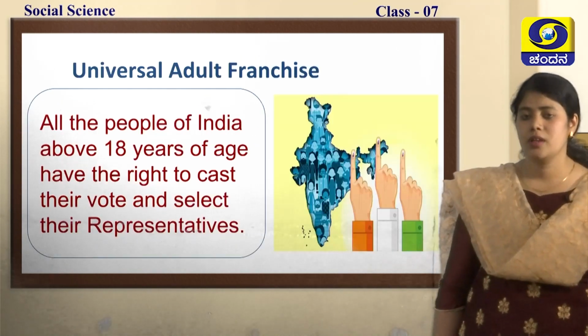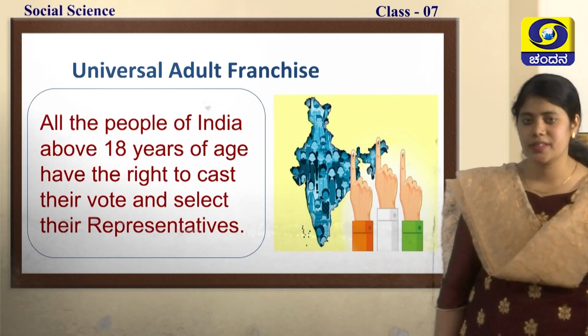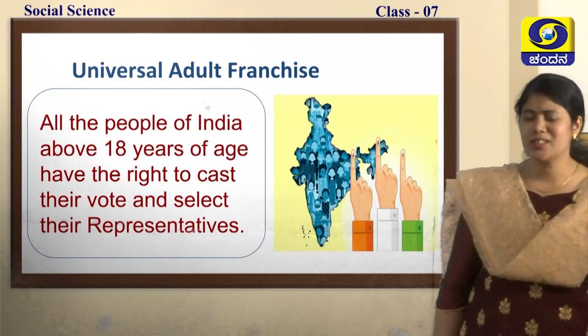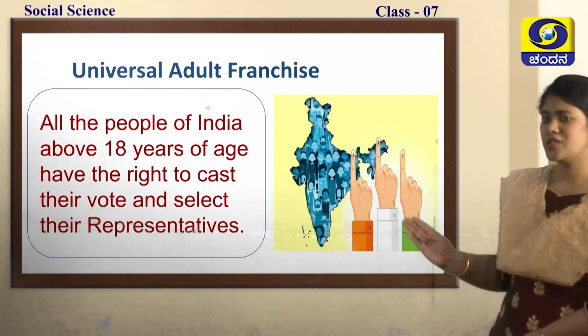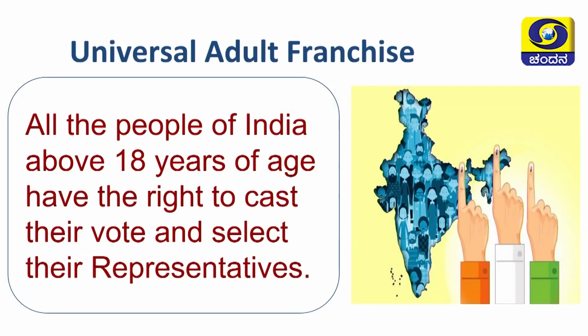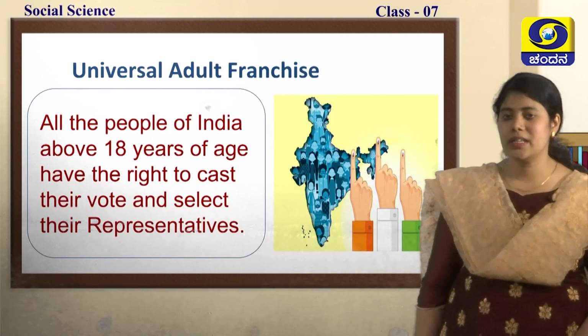Next, universal adult franchise. So, dear students, what is this universal adult franchise? Have any guess? See the image here. What can you find out here? Yes, there is a voting system, right? This image indicates that all people of India who are above 18 years of age have the right to cast their vote and select their representatives. Okay, this is called universal adult franchise.